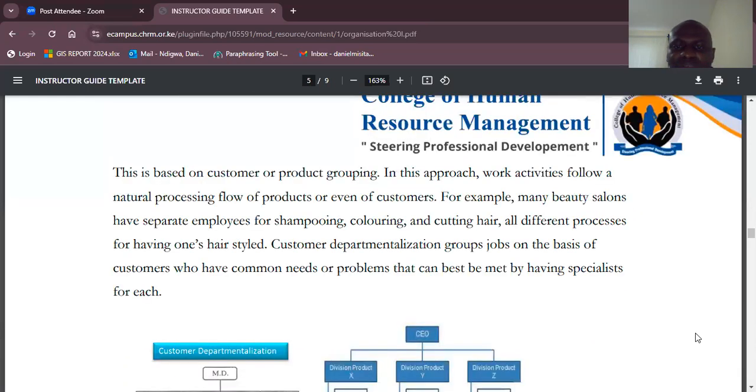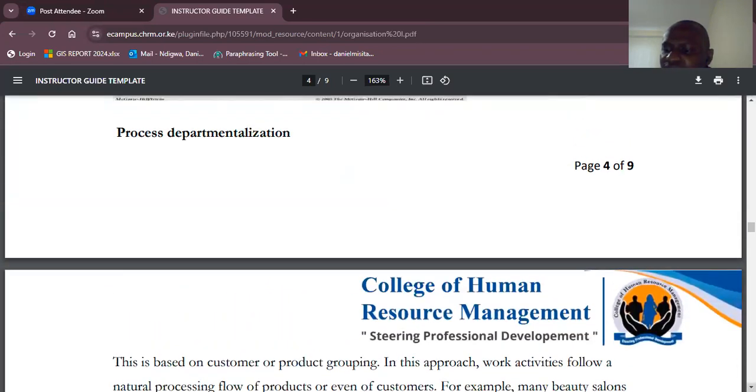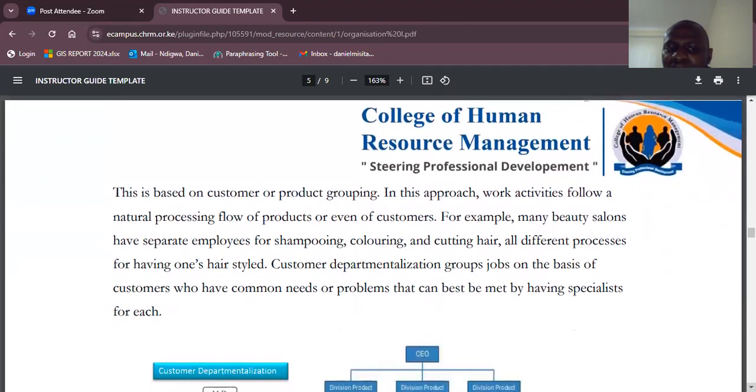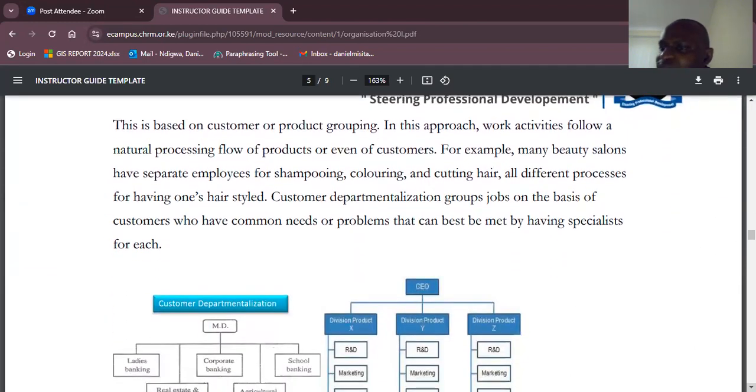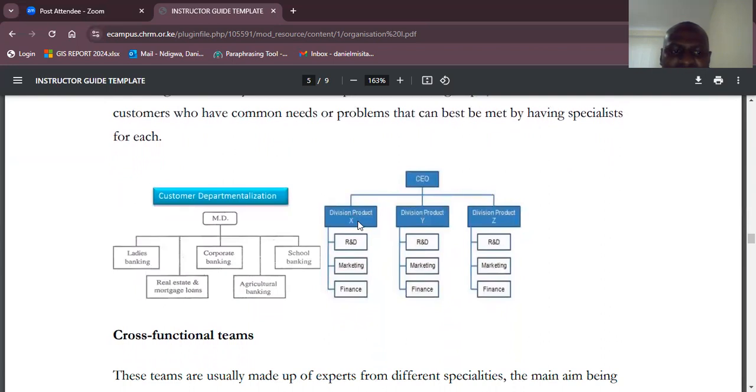Then we have process departmentalization. And this is very common when you are dealing with customers or products that have been grouped into various customers. For example, you might be having customers who are going to buy beauty products from you, or you might be having customers who are going to buy a totally different product from you. When you look at that structure, where we have a different division for product A, just a minute.